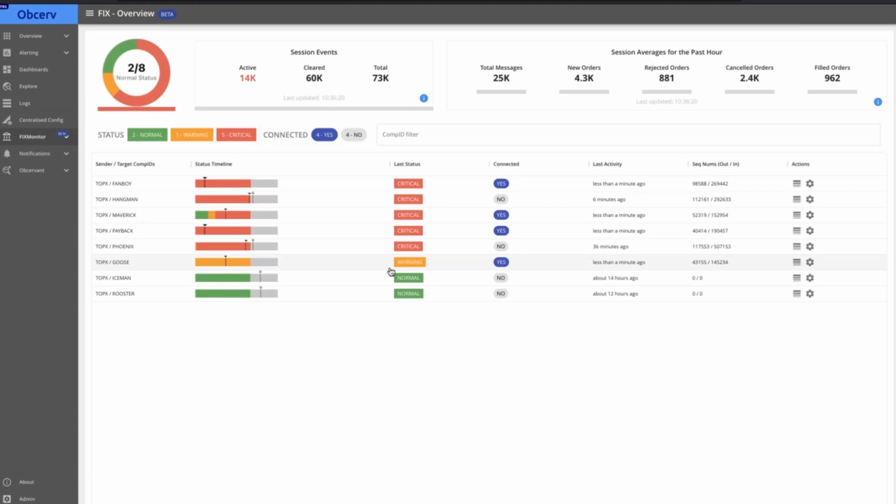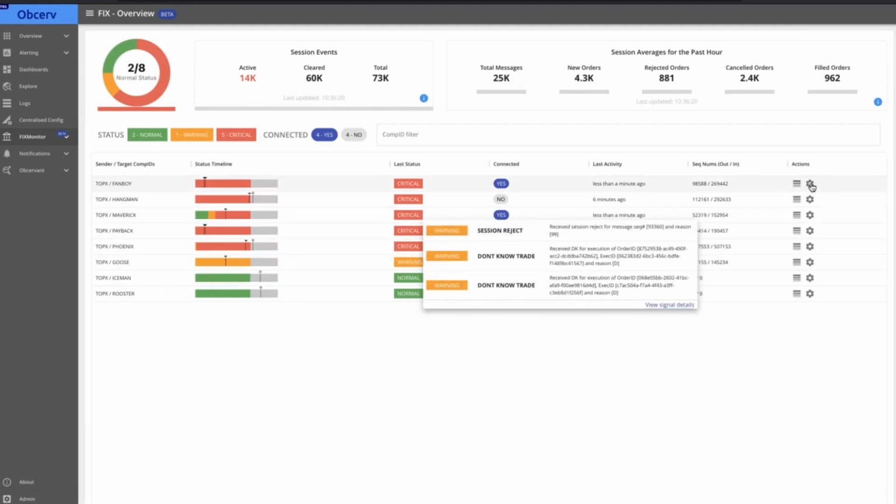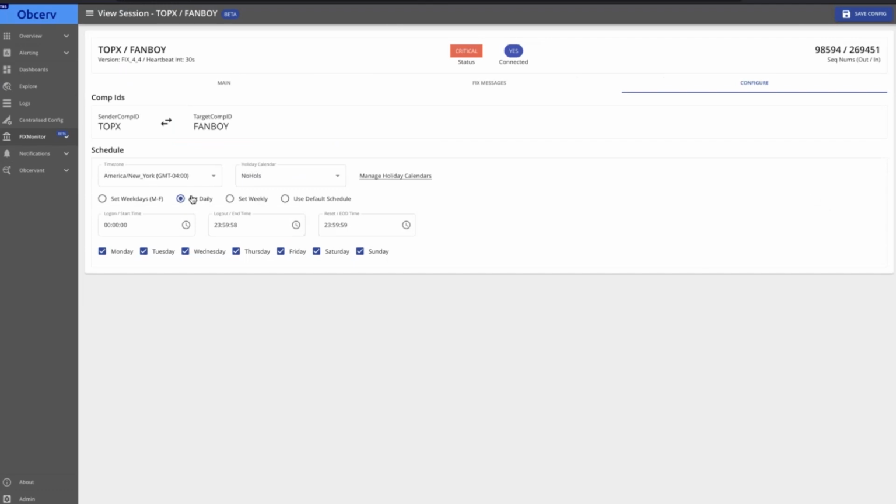What I can also do when I get all this data and I can see what's going on, again, I can look at every single message. I can look at what their calendars are, who's talking to who. I can change this to what I want it to be, and I can give it a trading window to exactly what I want it to be.